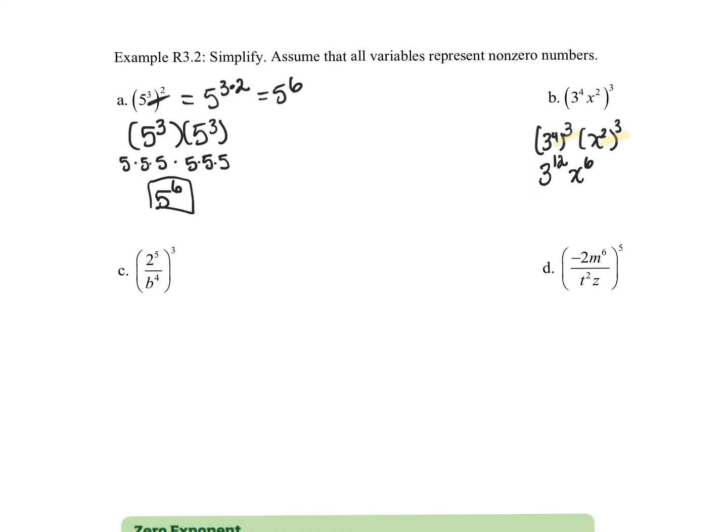Okay, so for letter C, I have a fraction. Everyone in here has to get this third power. So on top of my fraction, I have a 2 to the 5th that then gets raised to the 3rd. On the bottom, I have b to the 4th that then gets raised to the 3rd. And then you do your power to a power rule. So I get 2 to the 15th on top over b to the 12th on bottom.